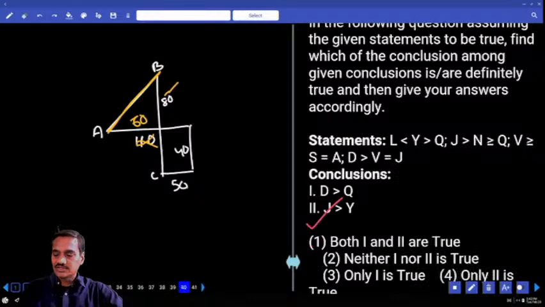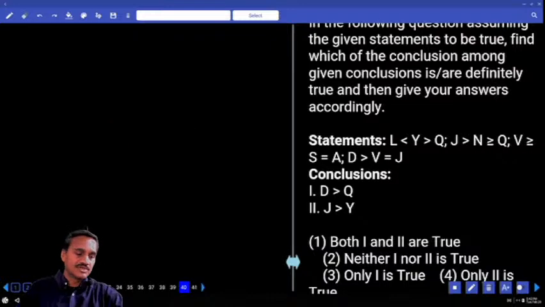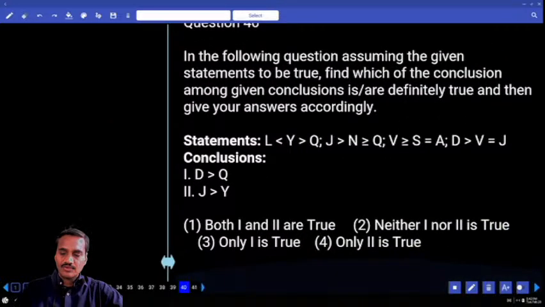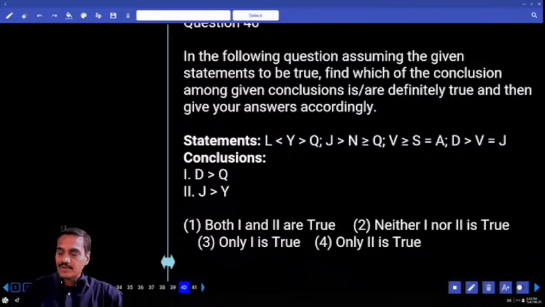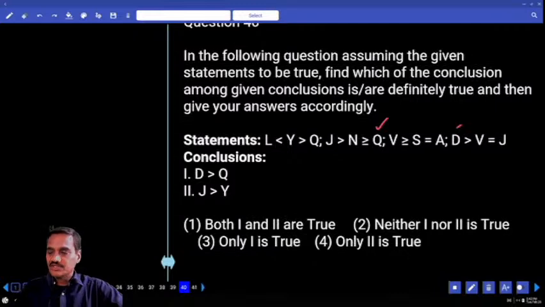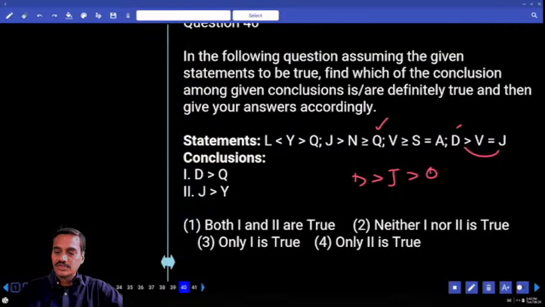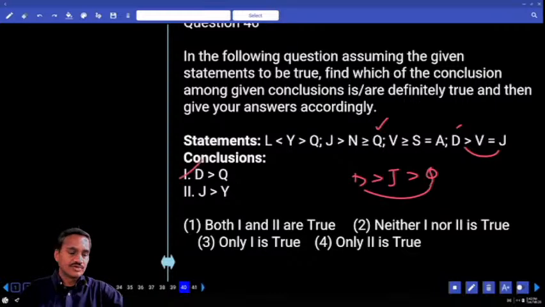Then next one, 40th. Now 40 it is based on inequalities. First, D greater than Q. Now D greater than Q, Q is here and D is here. Which element is common? Tell me which element is common here. J is common. Now D greater than J and J greater than Q. Hence D greater than Q definitely holds for the first one.